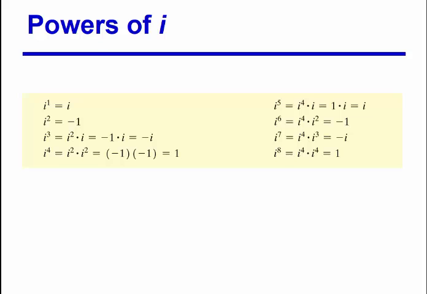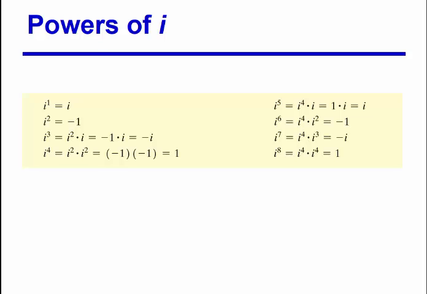So the powers of i, and this is helpful, especially if you start multiplying and you get an exponent that's not a square. And so i to the first power is simply i, i squared is negative 1. i to the third, which is simply equal to i squared times i, happens to be negative 1 times i, which is negative i. And then i to the fourth is simply i squared times i squared, which is negative 1 times negative 1, which is equal to 1.